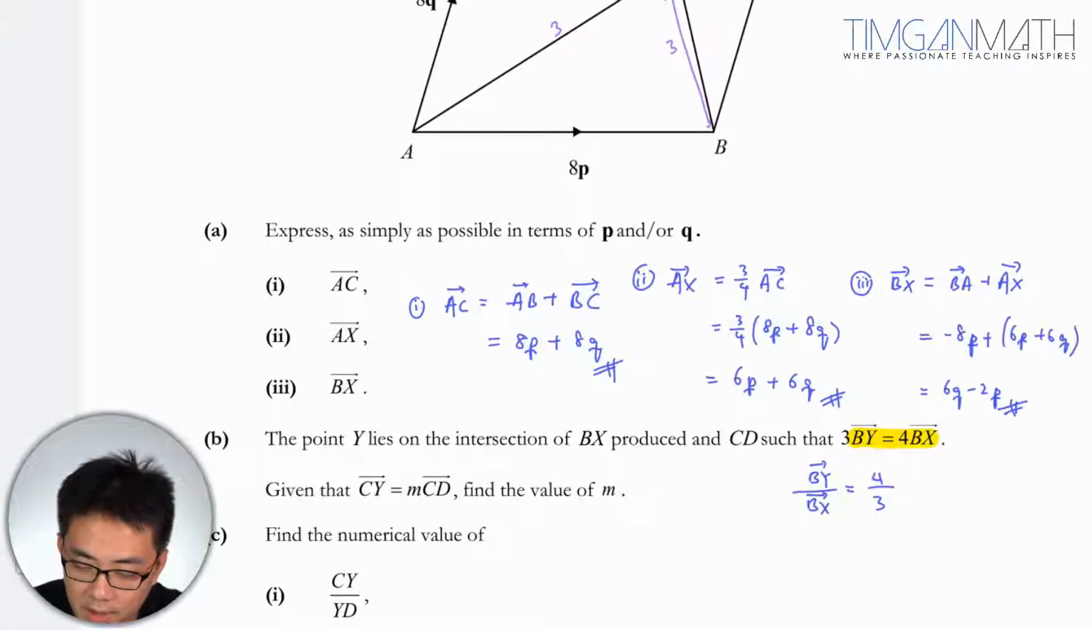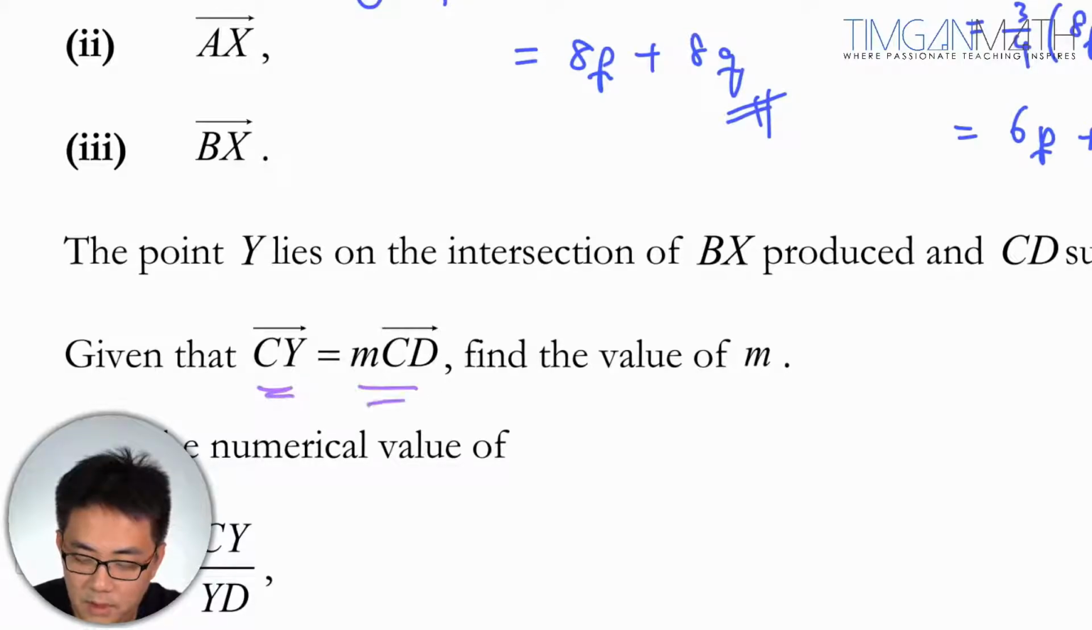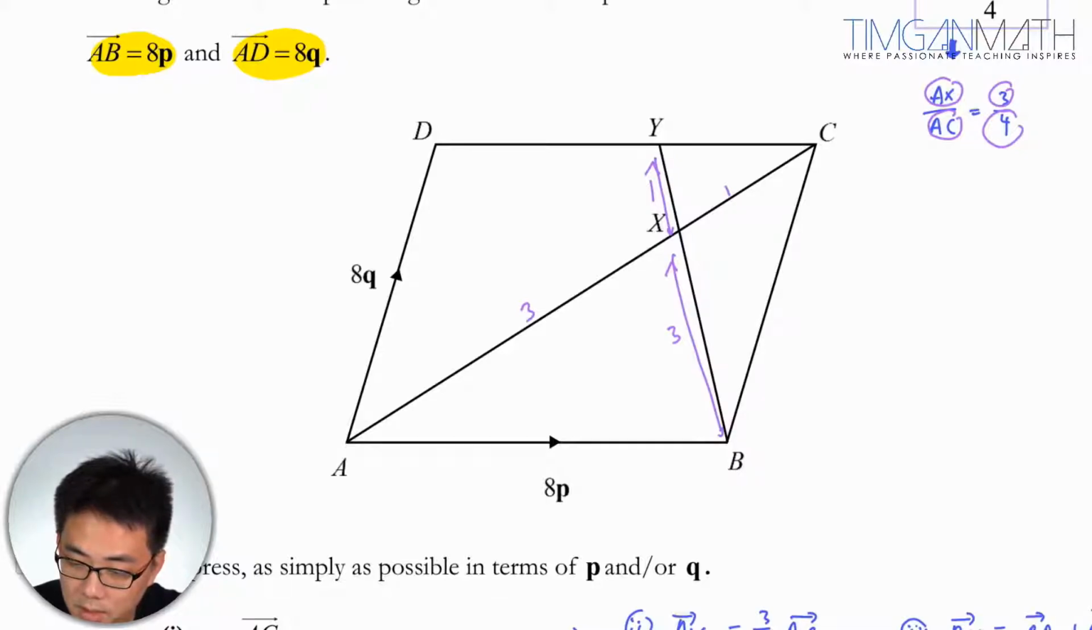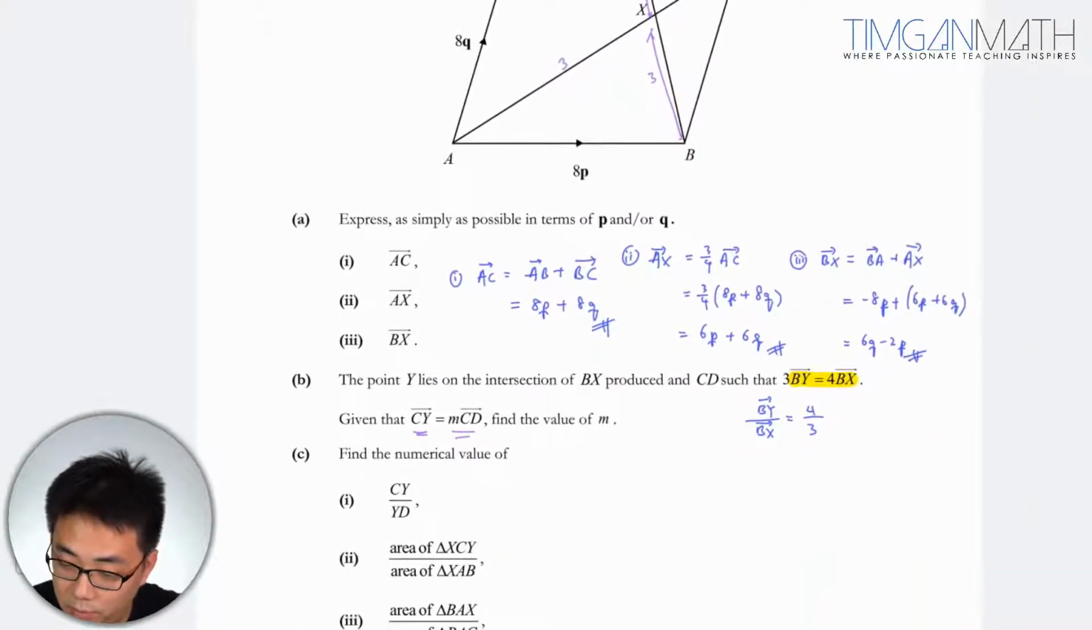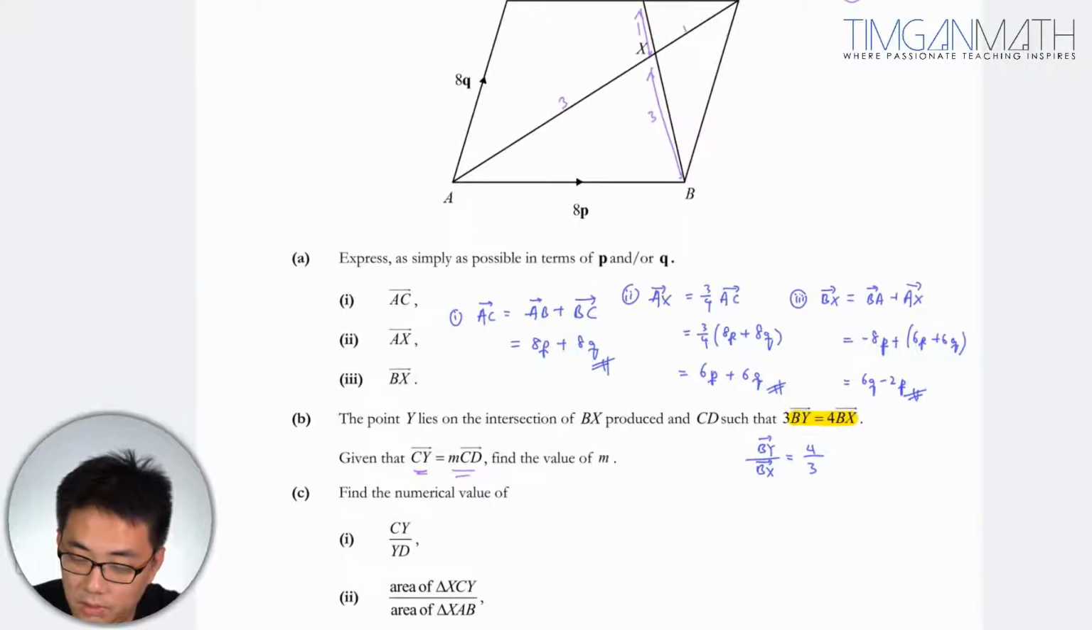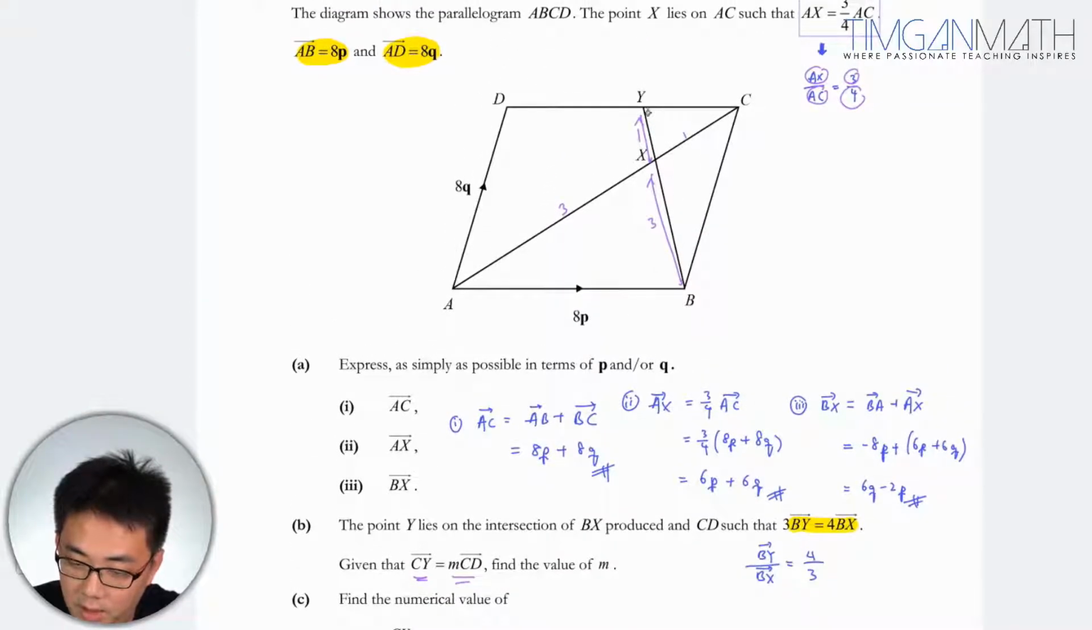Given that CY is m CD, find the value of m. Let's see how we can do that proficiently. The thing is we need to find Y, right? We need to find out what our Y is, because if we do not have Y, we couldn't find CY and CD. So I'm just going to find Y here.